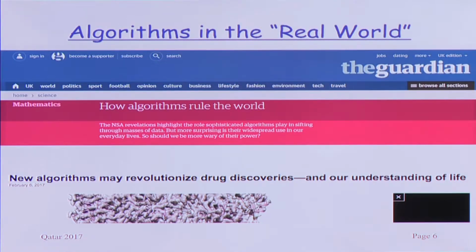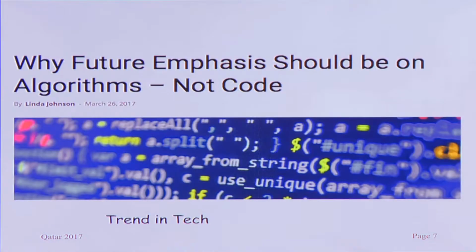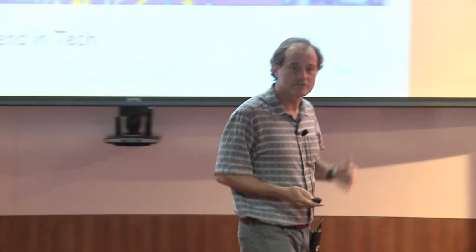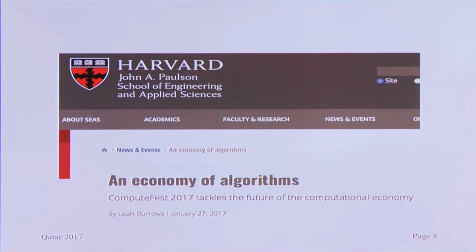Most of what I'm showing here are just news articles from the last year. So here's an article on how algorithms have revolutionized drug discovery, a new algorithm for drug discovery. And here's an article from Trends in Tech that says the future emphasis should be on algorithms and not code. So they're claiming there should be more focus on algorithms and less on coding. Here's Harvard running something in their business school about the economy of algorithms, computational economy, using algorithms to analyze the economy, et cetera.